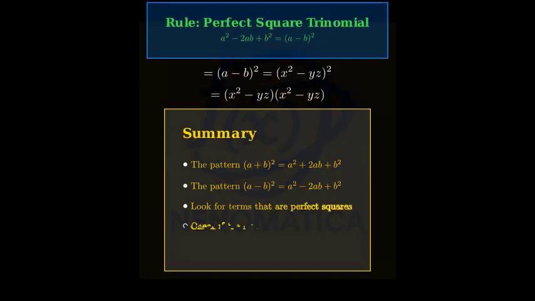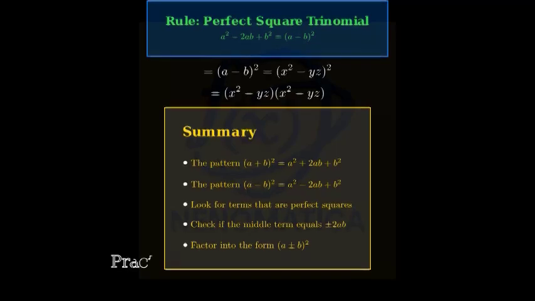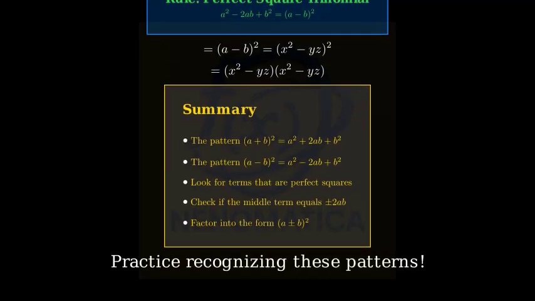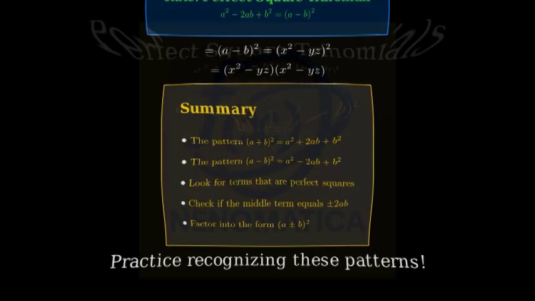Let's summarize the patterns we've learned in this lesson. For a perfect square trinomial, we have a squared plus or minus 2ab plus b squared, which equals a plus or minus b squared. Recognizing these patterns can help you factor complex expressions more easily. Thank you for watching this lesson on factoring patterns. Practice recognizing these patterns in various expressions to become more proficient at factoring.